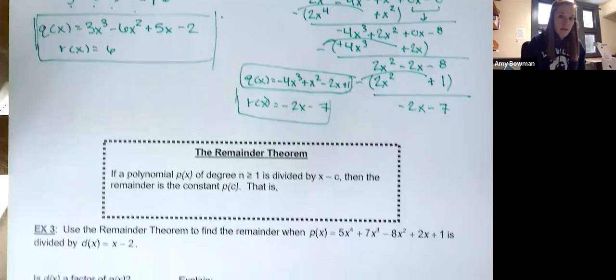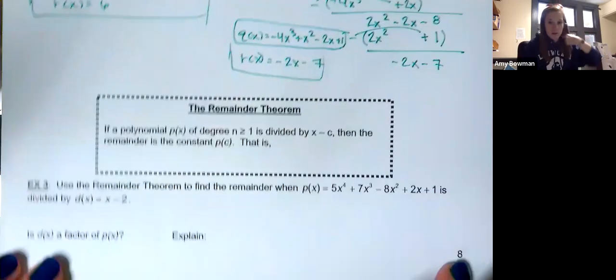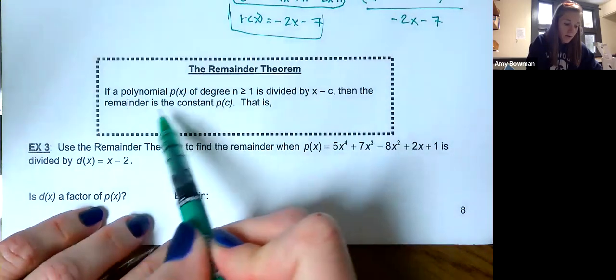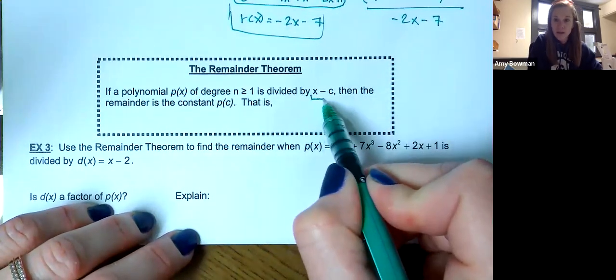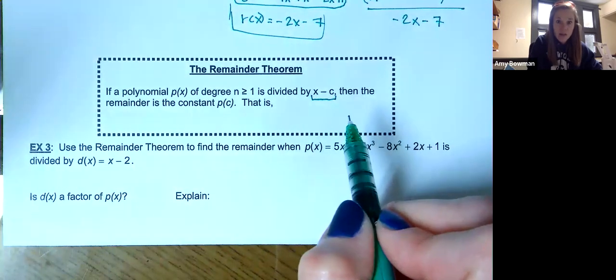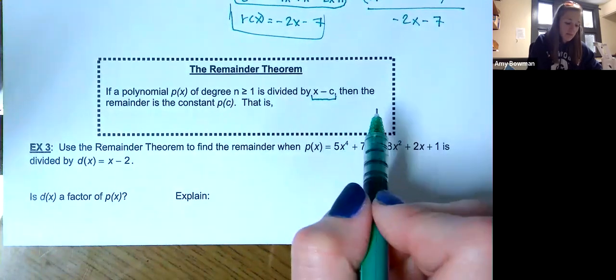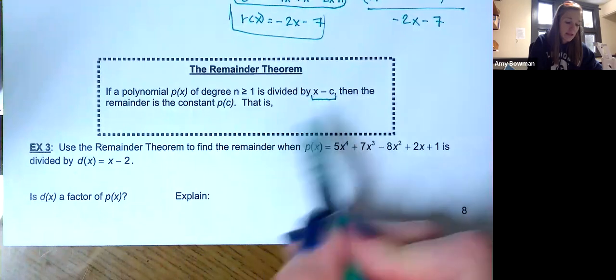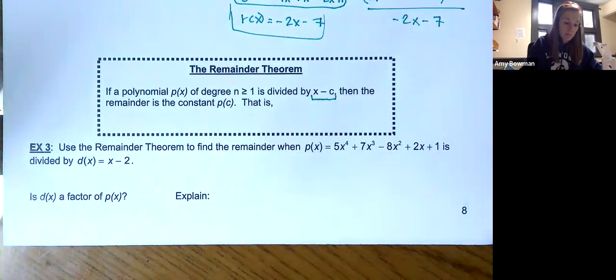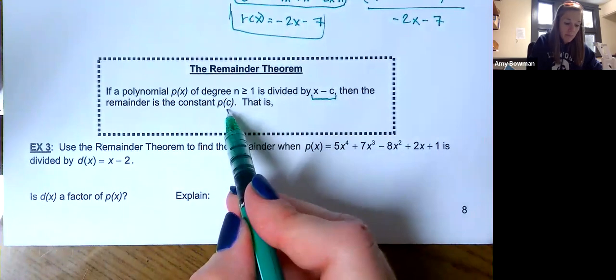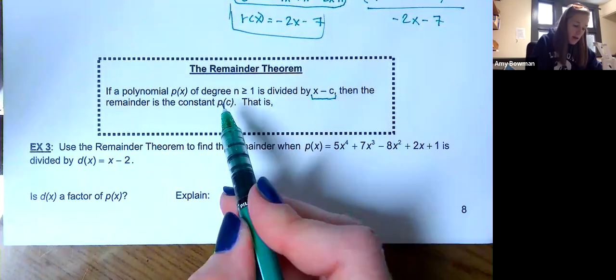So one last concept here is the remainder theorem, which is actually pretty cool. So if a polynomial is divided by, again, x minus c, a linear polynomial, then the remainder is simply the same number that you get when you evaluate the function p by plugging in that c value.